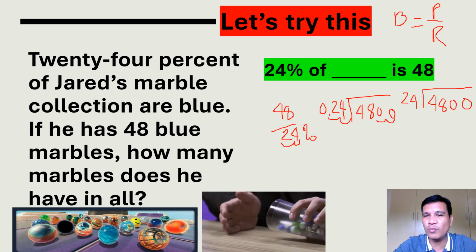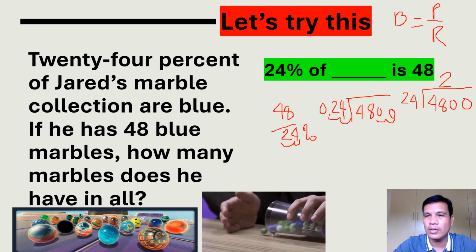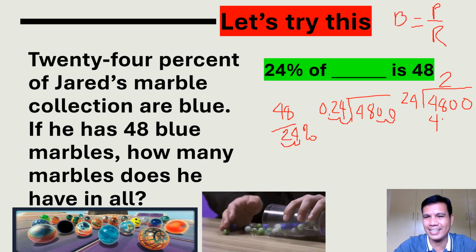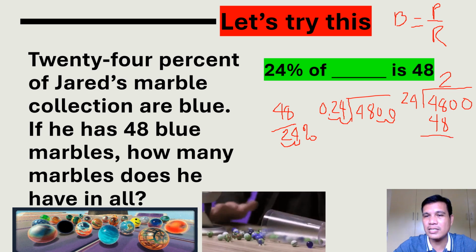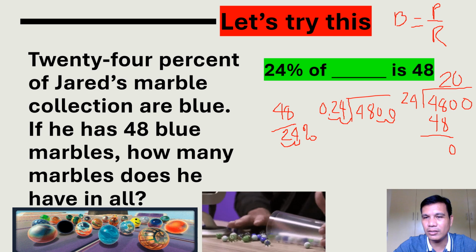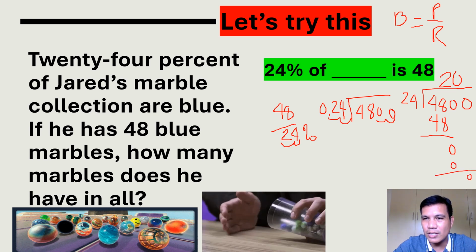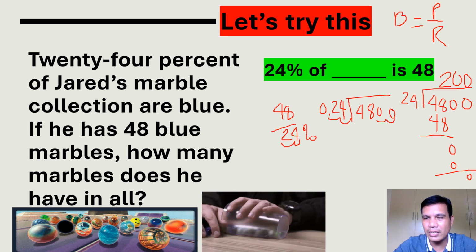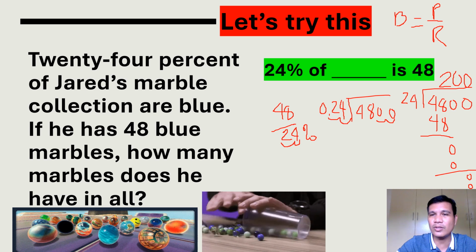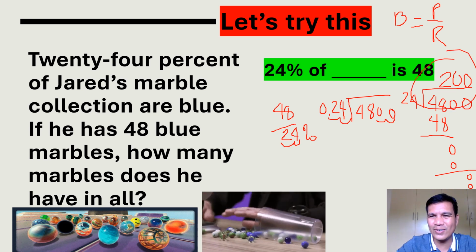So, let us divide. 48 divide 24 is 2. 2 times 24 is 48. Ayan. Hindi pa tayo tapos. Kahit 0 yan, bring down 0. Okay, 0 ulit dito. Then 0. Ayan, magbe-bring down ulit ng 0 pa. And may 0 pa tayo dito. So, next is 0. So, how many marbles does Jared have in all? Very good. 200 marbles.